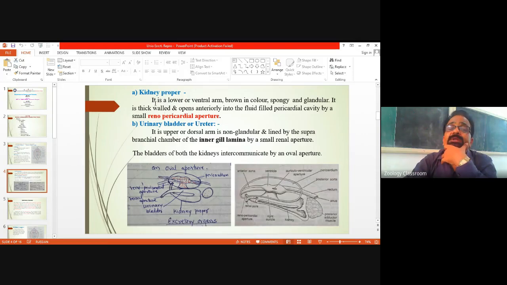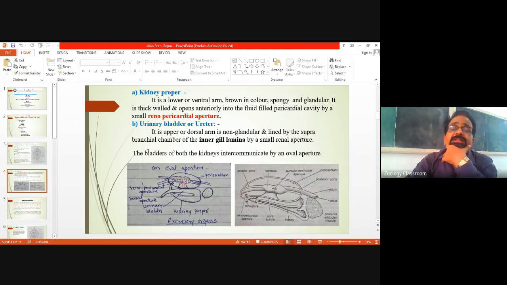See, the kidney proper is the lower or ventral arm. It is brown in color, spongy and glandular. It is thick-walled and opens anteriorly into the fluid-filled pericardial cavity. As it has turned upward like this, see the renopericardial aperture, this aperture opens into the pericardium or pericardial cavity. This is the point that you should remember. In the diagrammatic view also you will find this is the kidney proper, and this is the anterior renopericardial aperture opening into this pericardium.